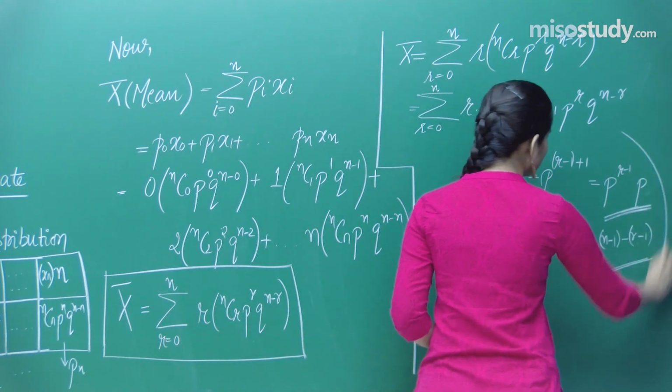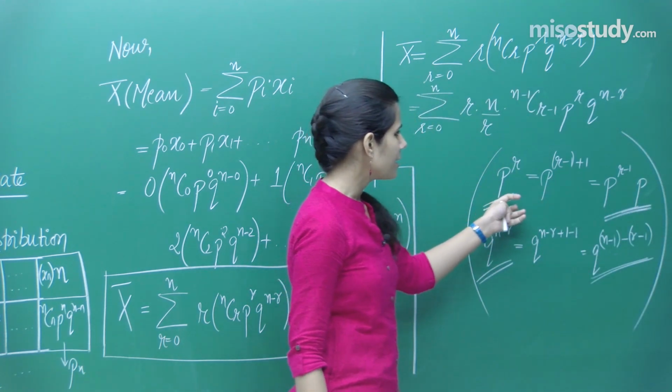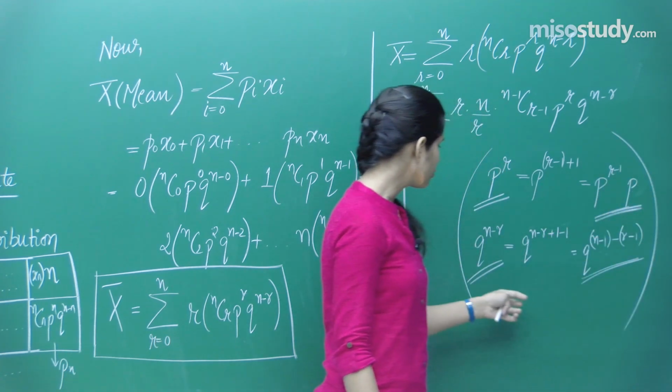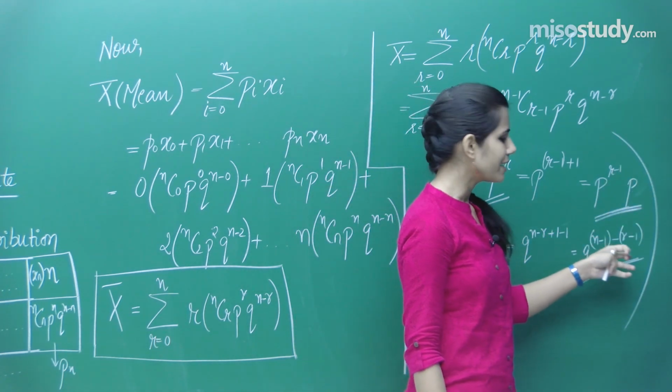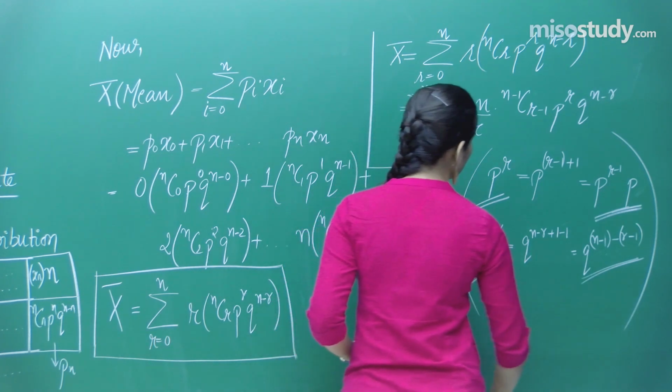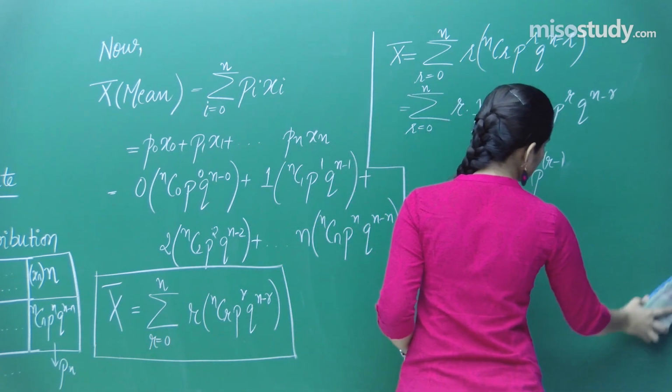If I apply these changes, P to the power R can be written as P to the power R minus 1 into P, and Q to the power N minus R can be written as Q to the power N minus 1 minus R minus 1. What is this step going to lead me to?